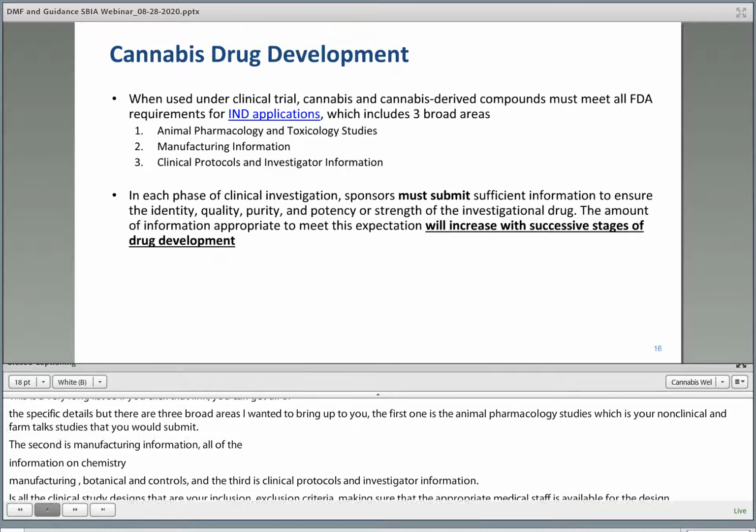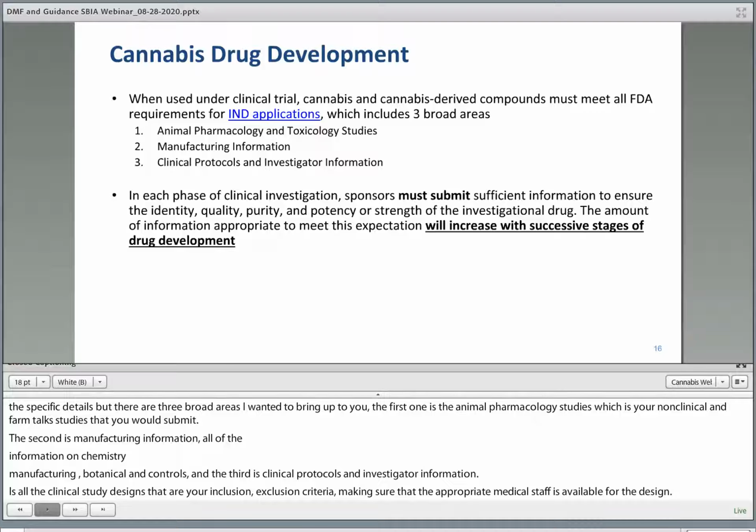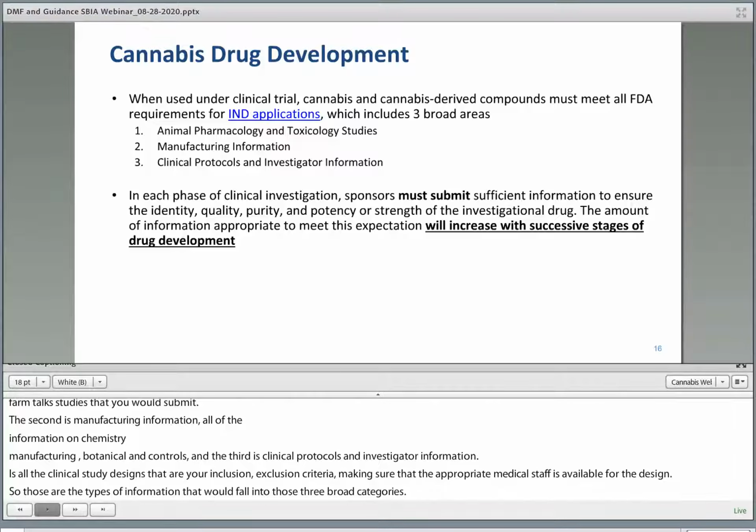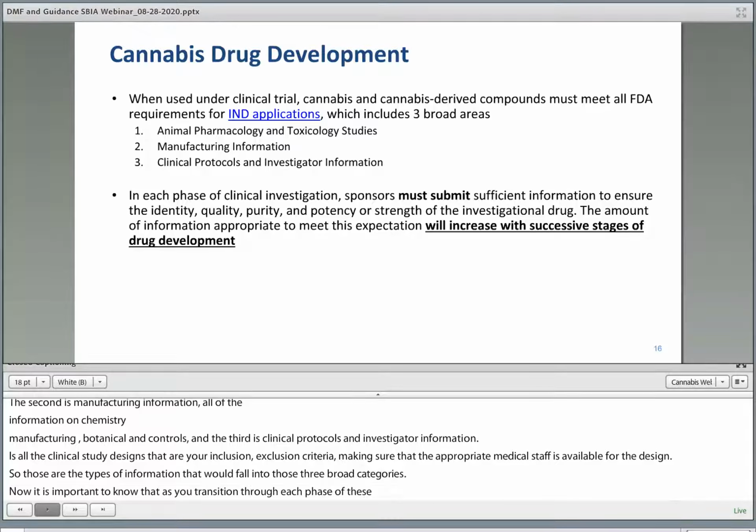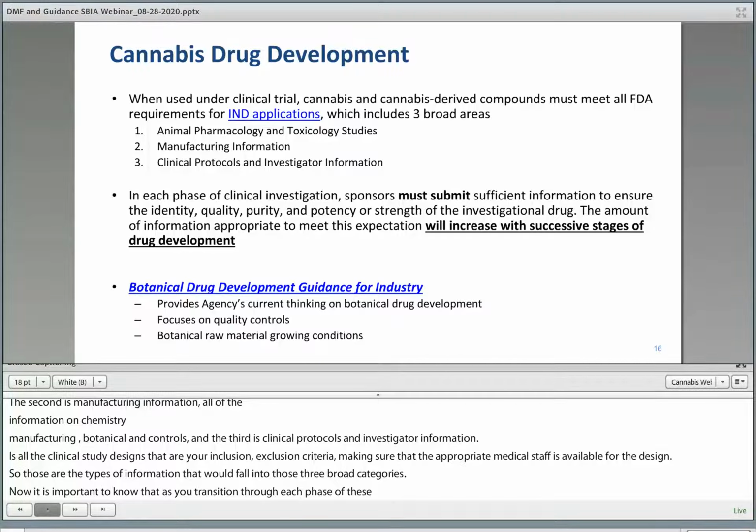Now, it's important to know that as you transition through each phase of these clinical investigations, you must submit information to ensure the identity, quality, purity, potency, or strength of the investigational drug is maintained. And the amount of information that's appropriate to meet that expectation will in fact increase as you move from phase 1 to phase 2 to phase 3. So keep that in mind.